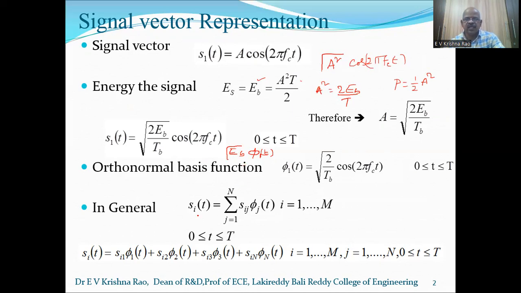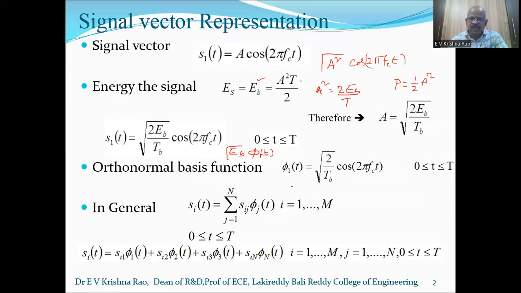In general, the signal vector is represented in n dimensions by n orthonormal basis functions, j equal to 1 to n. So in the signal vector, phi 1 of t, phi 2 of t, phi 3 of t, etc., phi n of t, the Si of t is the signal vector with its coefficients along with the orthonormal basis functions. So Si of t is represented as the sum of Sij phi j of t, for i equal to 1 to M, during 0 to T.